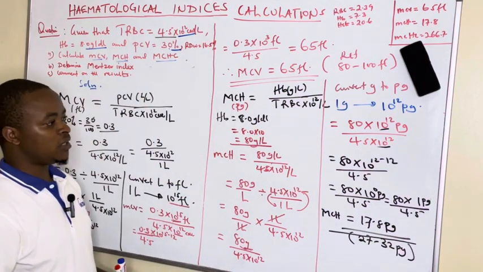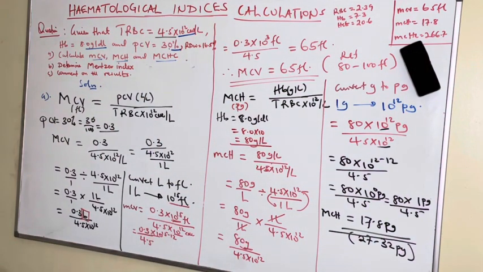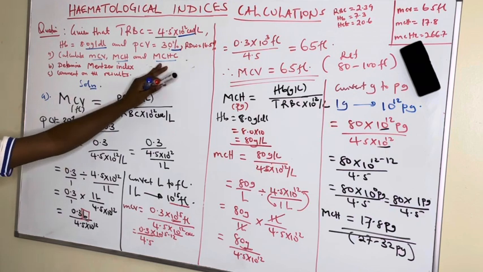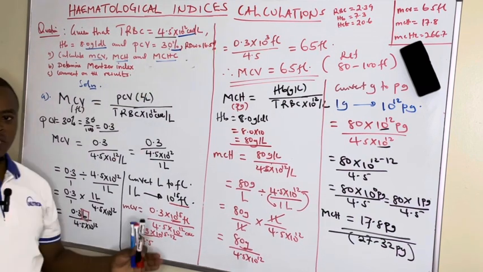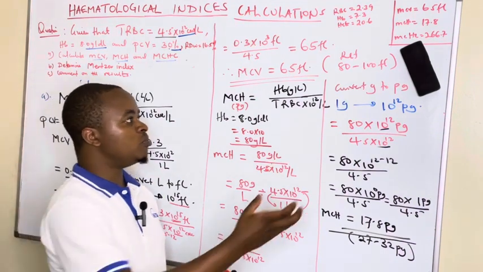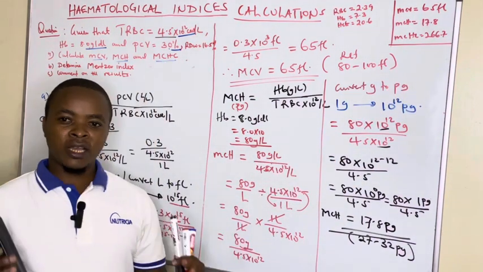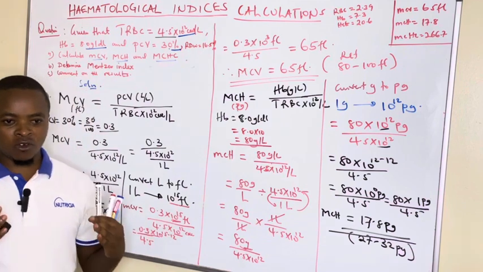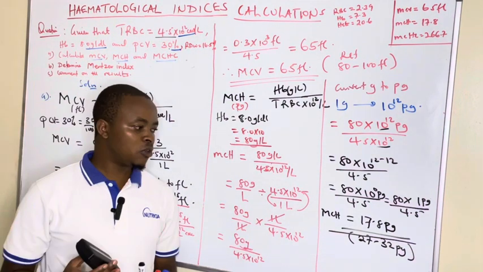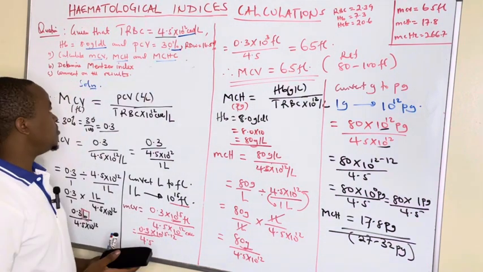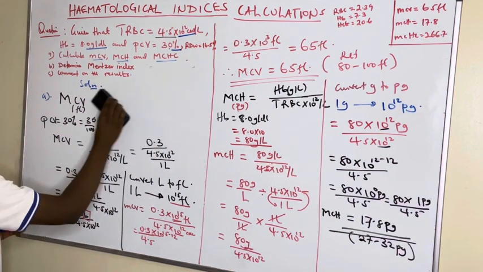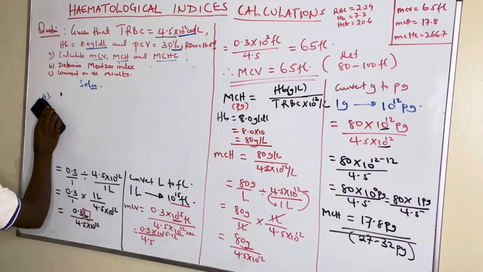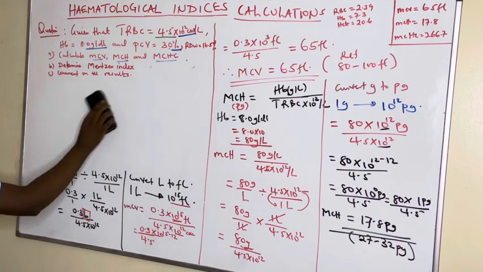So this is the MCH. After getting MCH, now we can calculate MCHC. Because another question they want us to calculate is MCHC, which is mean cell hemoglobin concentration, the concentration of hemoglobin in a single red cell. So after knowing this, we have to also calculate the MCHC.